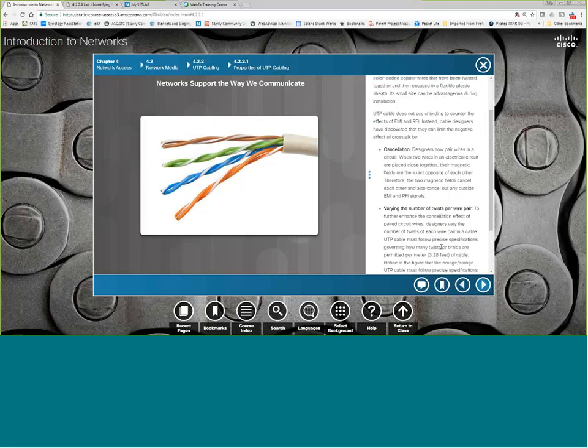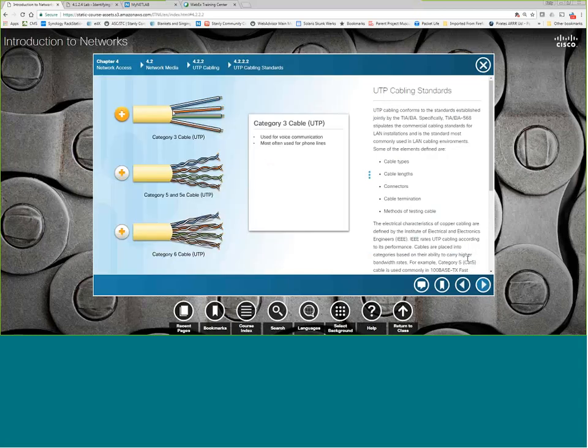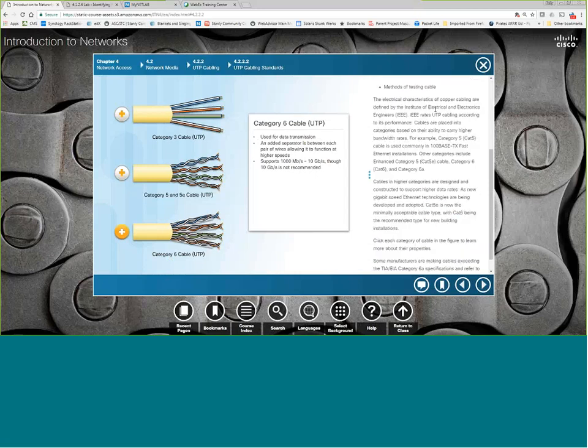Again, cancellation using wire pairs, using twists. Here's a couple different categories, and this is just some of them. Cat 3, which is rated for up to 10 megabits per second. Cat 5, 5E, which will go up to 100 megabits and 1,000 megabits. It will actually do 1,000 megabits, Cat 5E especially. Cat 5 will not, it will do it, but it's not recommended. And then Cat 6 is designed to go up to 10 gigabits, although 10 gigabits is not recommended. When we start getting into 10 gigabits, we're looking at using fiber.